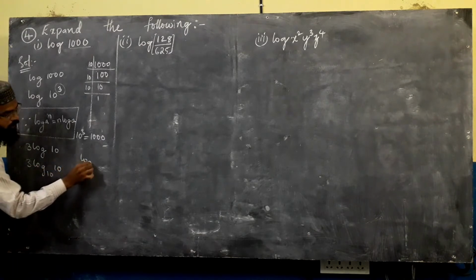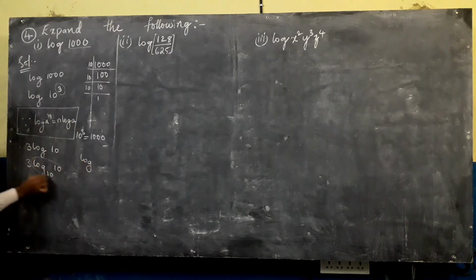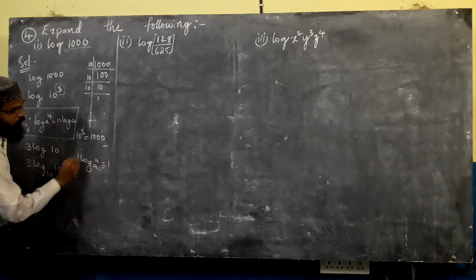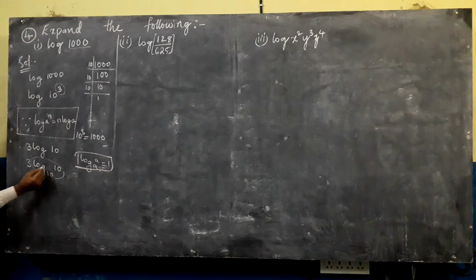Why? Because for this, we are having one formula. Log a base a is equals to 1. If both the values are same, we can write 1. So 3 into 1. 3 ones are 3.